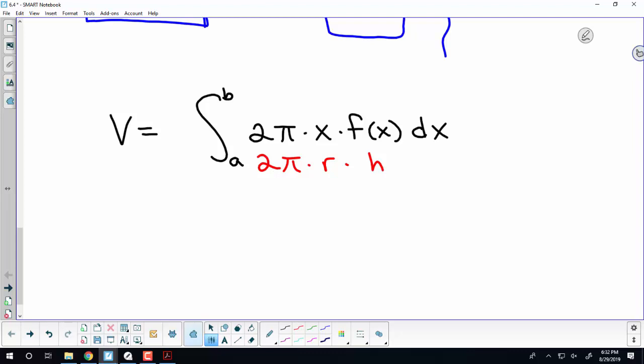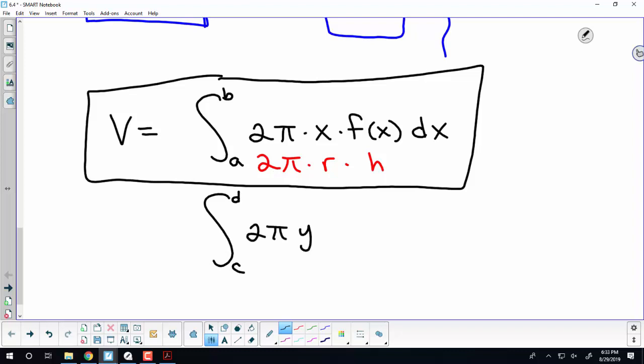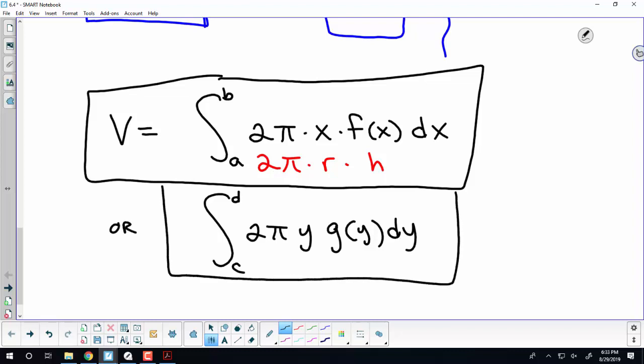Okay, so we discussed the volume using the shell method. And our shells are 2 pi r h. Again, that could be with respect to x or with respect to y. In that case, with respect to y, it would just be 2 pi y, let's call it g of y, dy. It just really depends on what direction your cross sections are running.